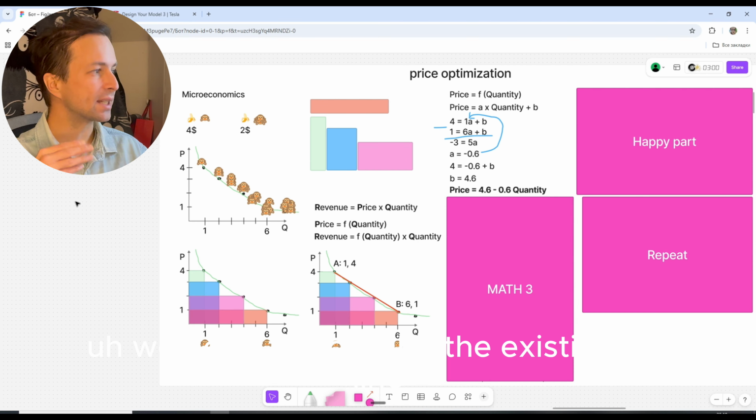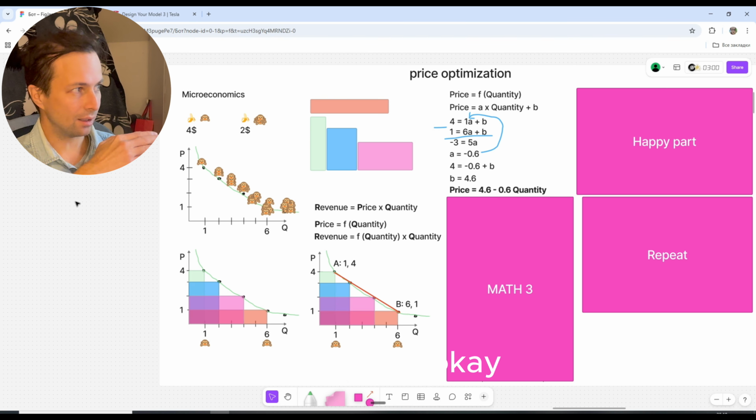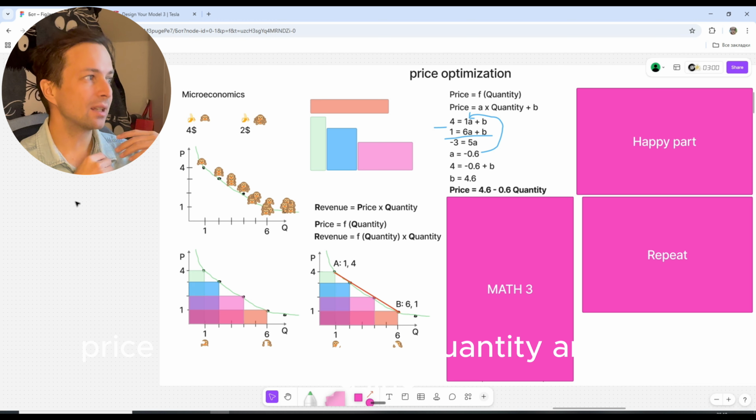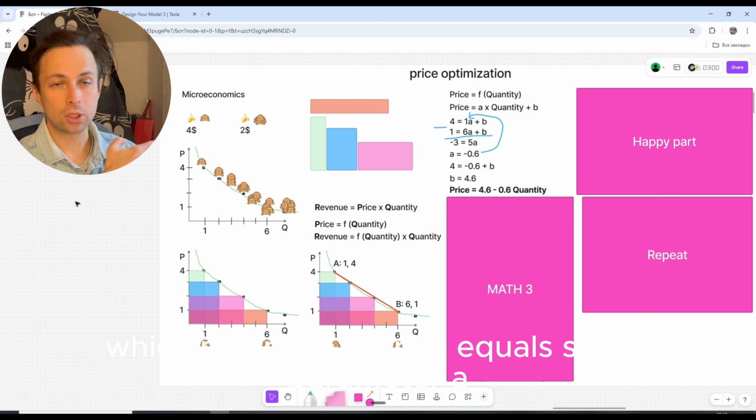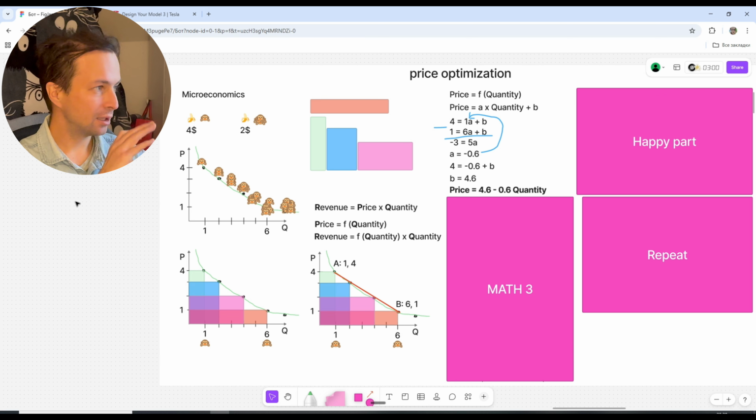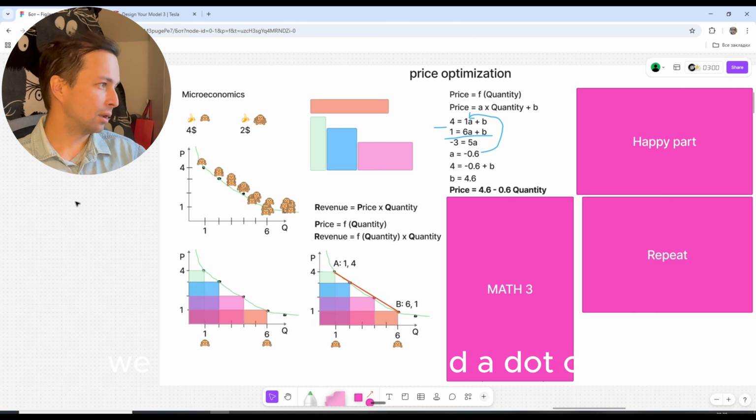Okay, and now let's jump to a bit more difficult part of it. We need to describe the existing line, the red line. Okay, price is the function of quantity, and it is a line which means that price equals some parameter A multiplied by quantity plus B. We can use the values we see on the chart. We have a dot at 1, 4 and a dot on 6, 1.